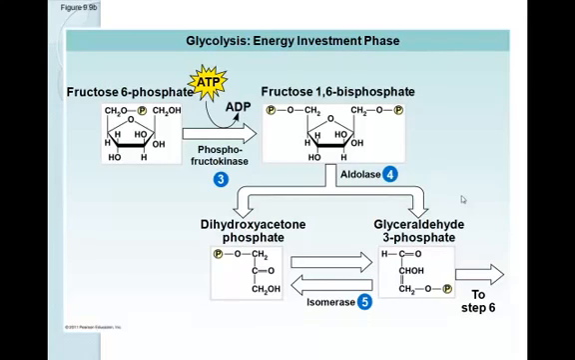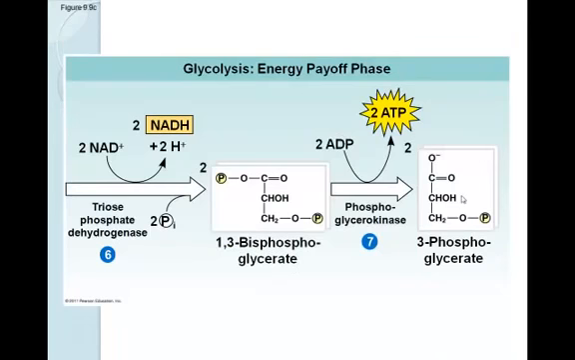Our next step takes fructose 1,6-bisphosphate and splits it into two 3-carbon molecules, dihydroxyacetone phosphate and glyceraldehyde 3-phosphate. If you compare the structures of dihydroxyacetone phosphate and glyceraldehyde 3-phosphate, you can see that they are structural isomers. One is an aldehyde and the other is a ketone. The isomerase enzyme shown in step 5 will convert the ketone, dihydroxyacetone phosphate, to the aldehyde, glyceraldehyde 3-phosphate. So after steps 4 and 5, we now have 2 molecules of glyceraldehyde 3-phosphate. Does that make sense? Okay, let's get to the payoff phase of glycolysis.